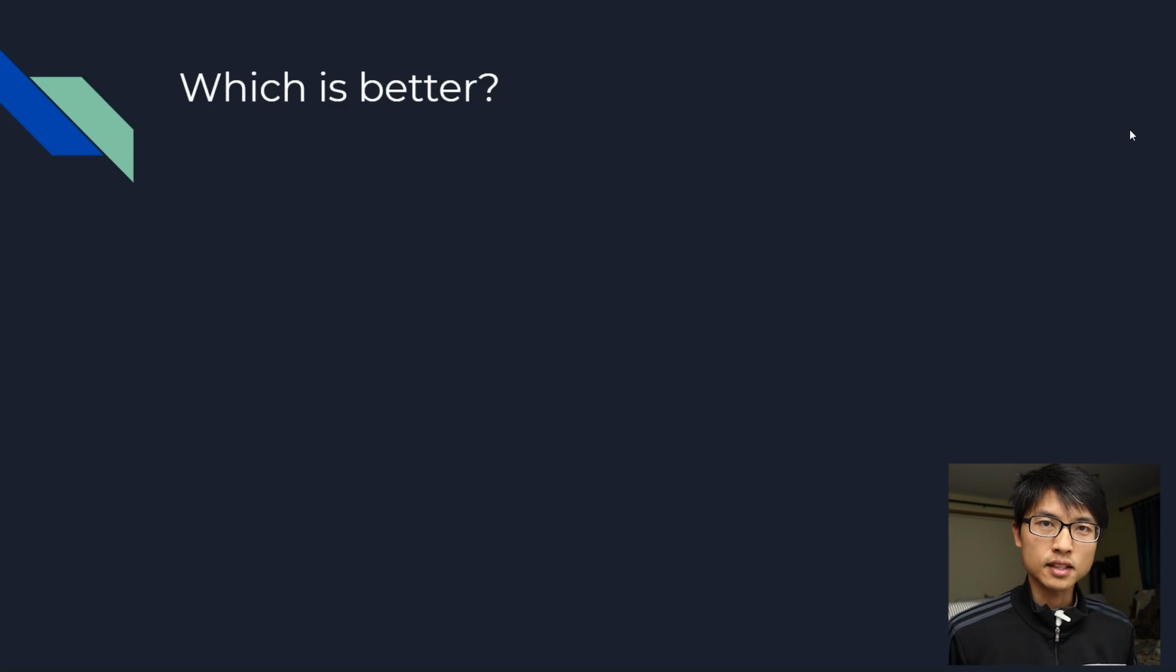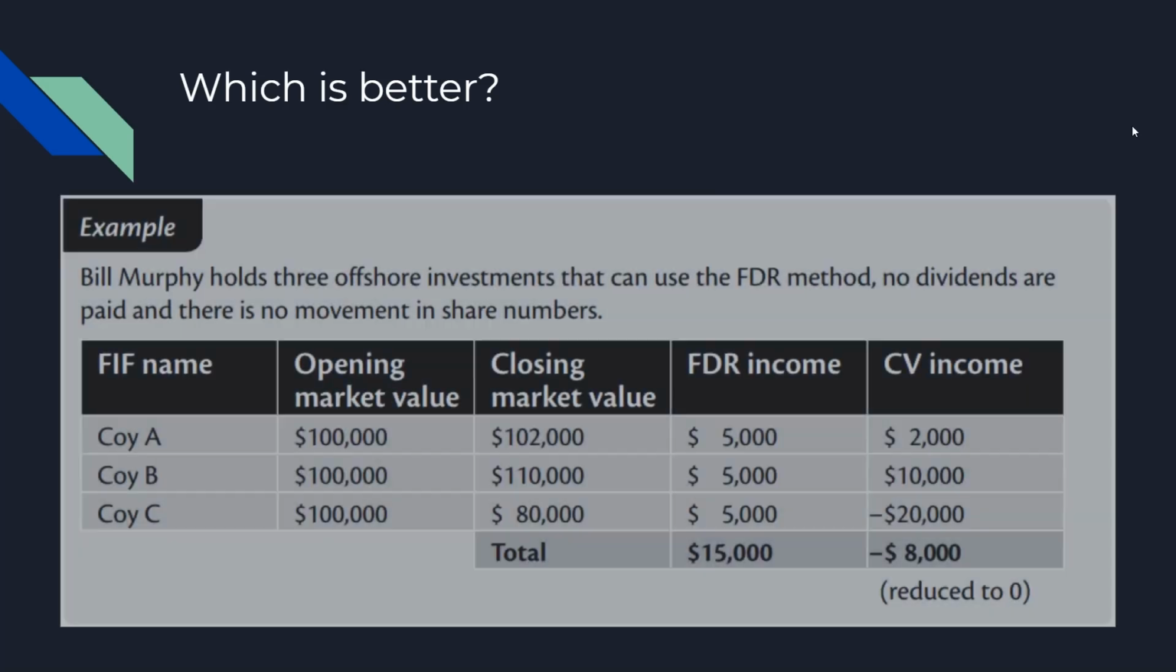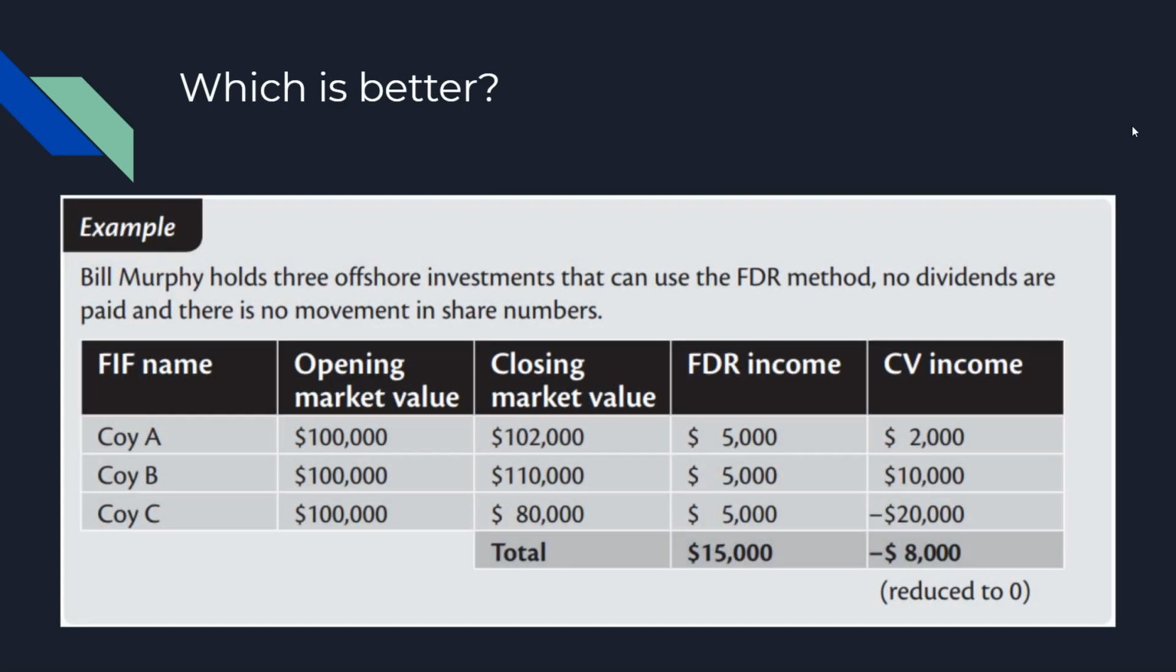So which method is better for you? Now, it really depends on your situation. Let's use Bill as an example. So Bill holds 3 offshore investments that can be used with either the FDR method or the CV method. So in investment A, he has $100,000 and the closing market value is $102,000.